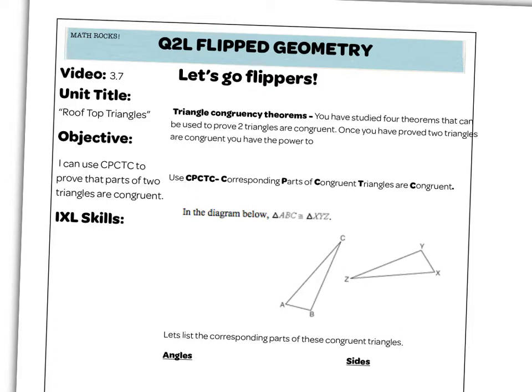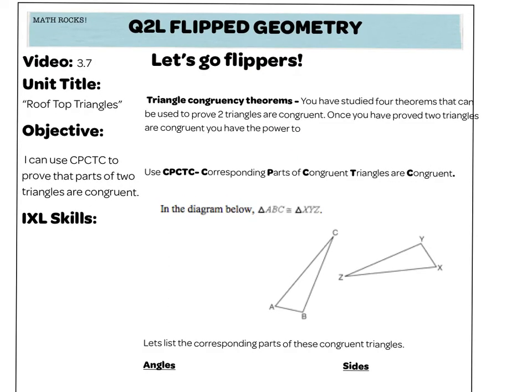So far we've been working on these triangle congruency theorems. And I want you to understand that the triangle congruency theorems you studied so far, there have been 4 of them, you've been able to use them to prove that two triangles are congruent. Well, once you have proved two triangles are congruent, you have the power to now use CPCTC, and that stands for corresponding parts of congruent triangles are congruent. Again, corresponding parts of congruent triangles are congruent.